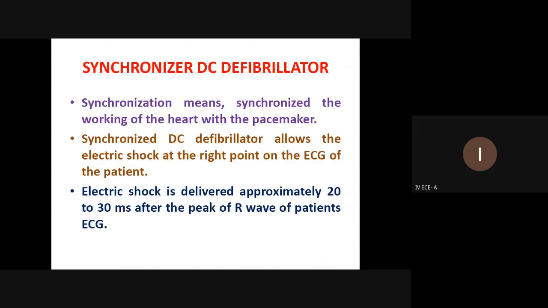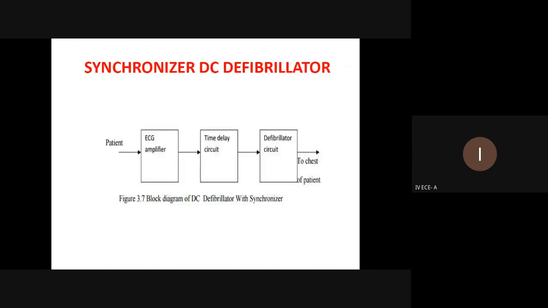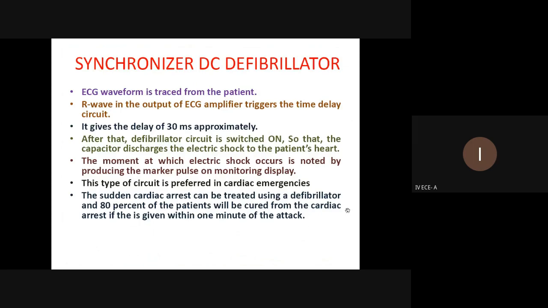So, synchronized DC defibrillator. Synchronization means synchronizing the working of the heart with the defibrillator. A synchronized DC defibrillator allows the electric shock at the right point on the ECG of the patient. The electric shock is delivered approximately 20 to 30 milliseconds after the peak of the R wave of the patient's ECG. So this is the synchronized DC defibrillator. In this, an ECG amplifier is used, then a time delay circuit, then the defibrillator circuit. It is the general block diagram of a synchronized DC defibrillator.